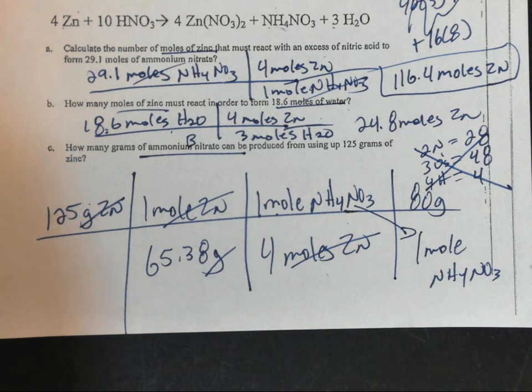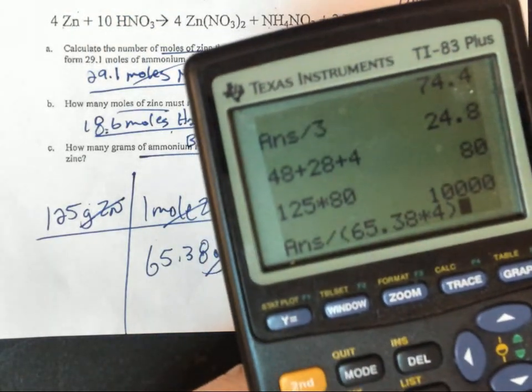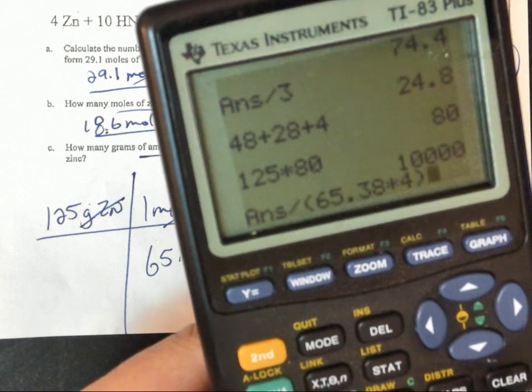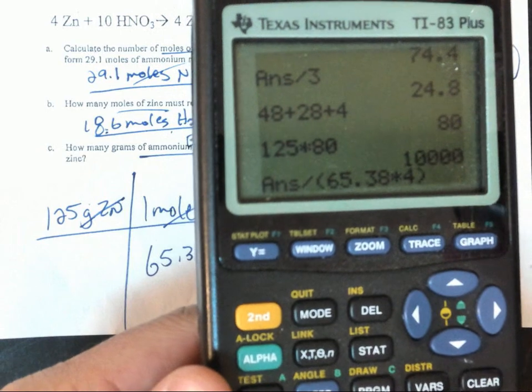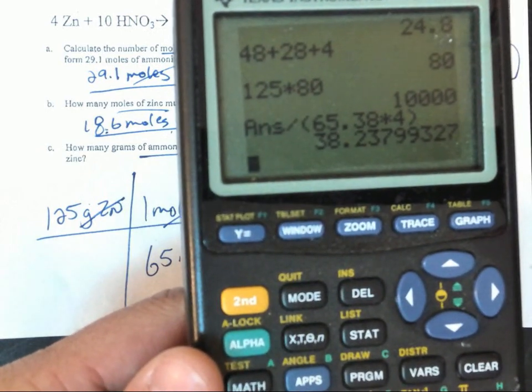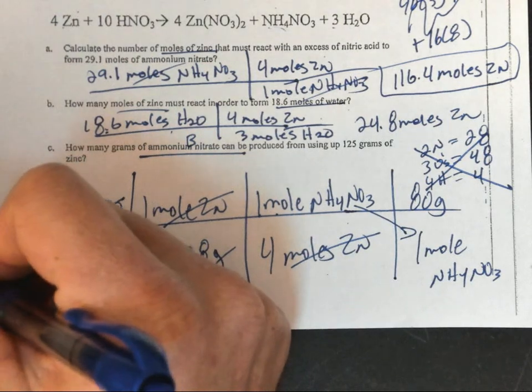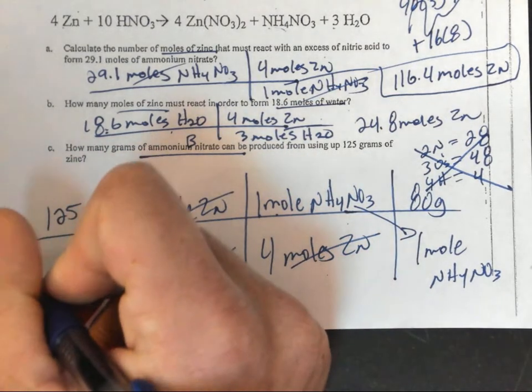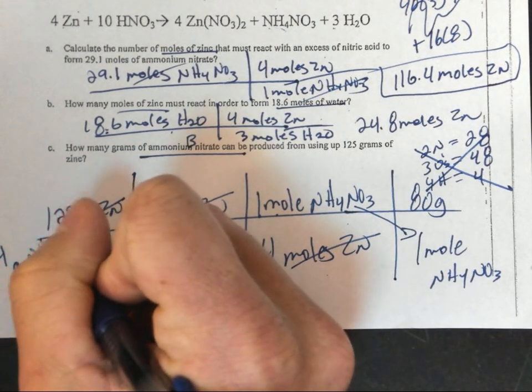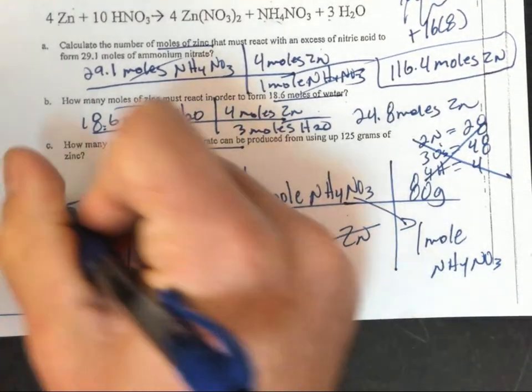Do 125 times 80. That gives you 10,000. So we're going to divide that by 65.38 times 4. I did mine on a TI 83. That's my work. So I did 125 times 80, and then I divided it by those two multiplied together, which I put in parentheses. You hit enter, and that's going to give us 38.24 grams of NH4NO3.